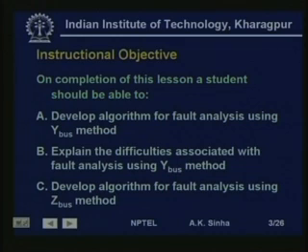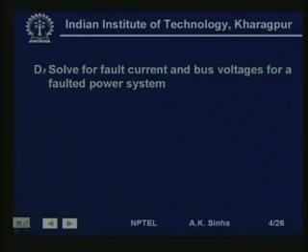The instructional objective for this lesson is that on completion of this lesson you should be able to develop an algorithm for fault analysis using the Y bus method, explain the difficulties associated with fault analysis using the Y bus method, develop an algorithm for fault analysis using the Z bus method, and solve for fault current and bus voltages for a faulted power system using the Z bus method.